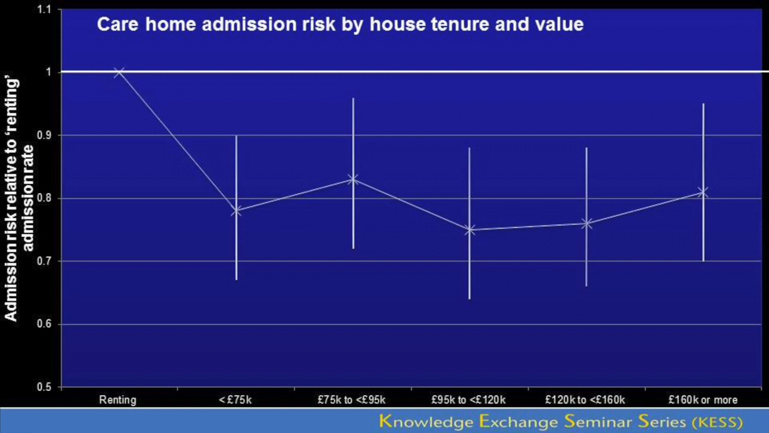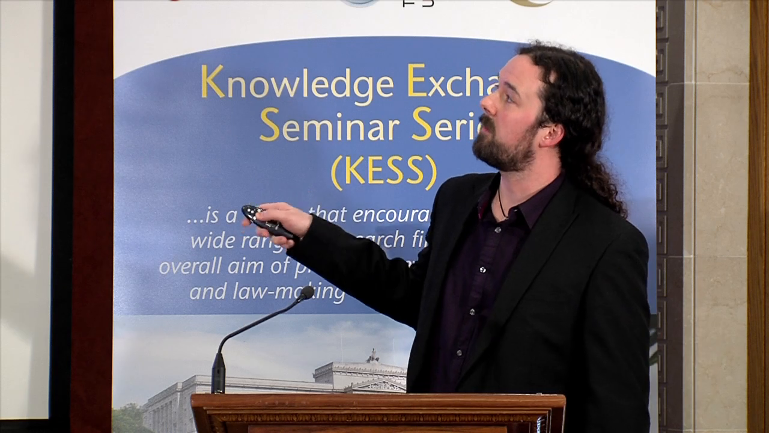Okay, in terms of looking at the same information, but over and above the differences in health, looking at risk of admission. Here the comparison is with the social renters. Every other category here seems to have about a 20% lower risk of being admitted to a care home. And there's no longer this gradient with increasing house price. It's just a binary difference. If you own your home, about a 20% lower risk of being admitted compared to those in social rented accommodation.